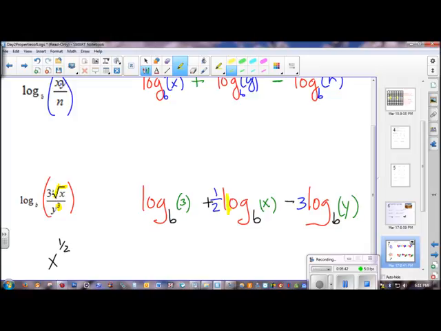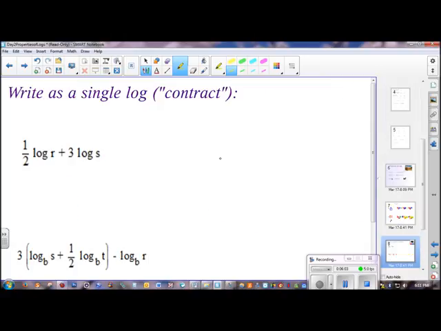Remember that if you had all numbers in here, then you could evaluate that yellow part and you'd be multiplying your result by 1/2. In this case, we'd be evaluating the yellow part and then we'd be multiplying that answer by 3. We're not doing any evaluations here. All we're doing is being asked to expand. Now let's go in the other direction. Now we want to write it as a single log, or contract.